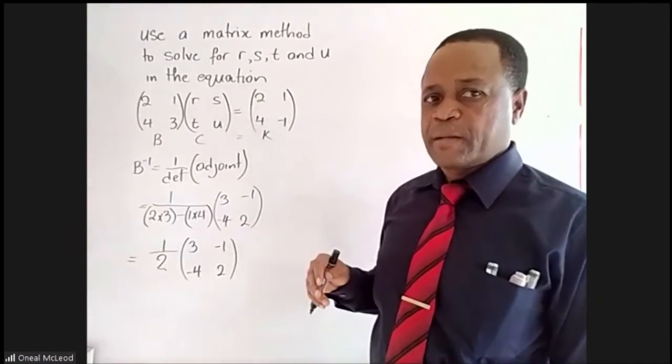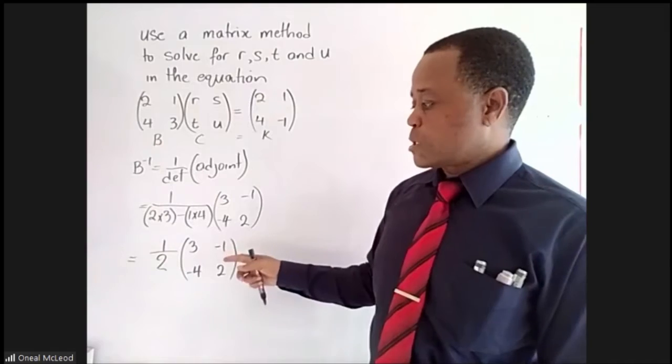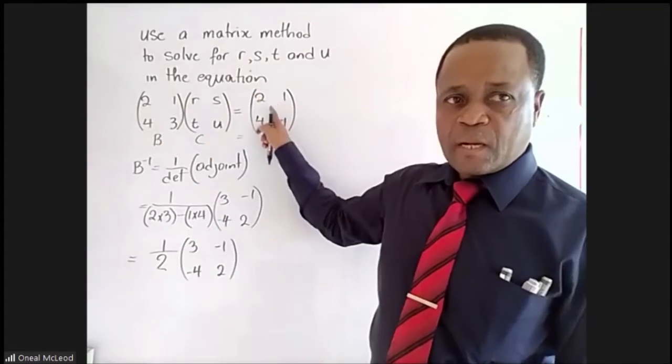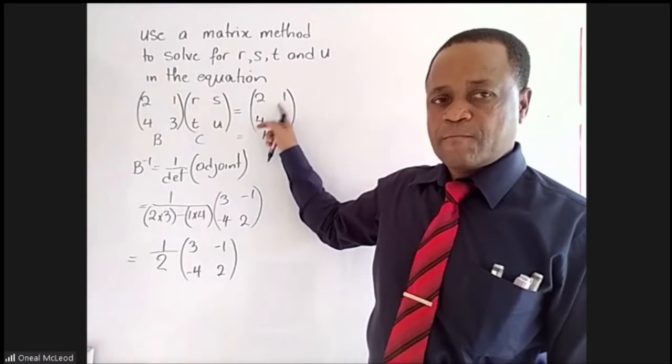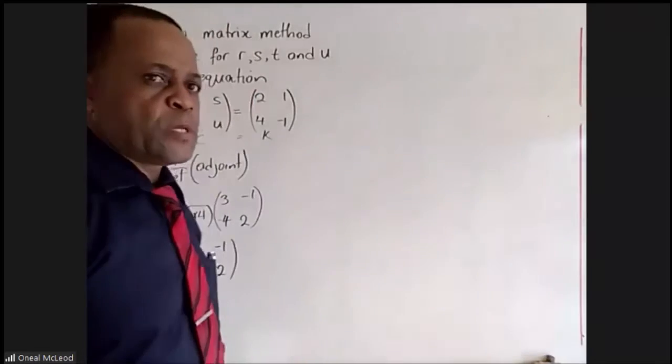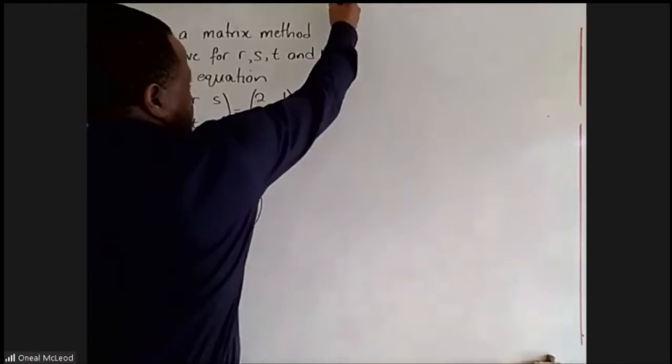Since we know the answer for that part, the next step is just to use our inverse to multiply the constant matrix here, this constant matrix here. Now, let us go and do the multiplication for that part of it, okay?